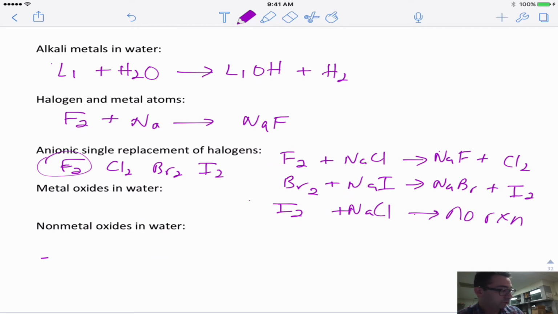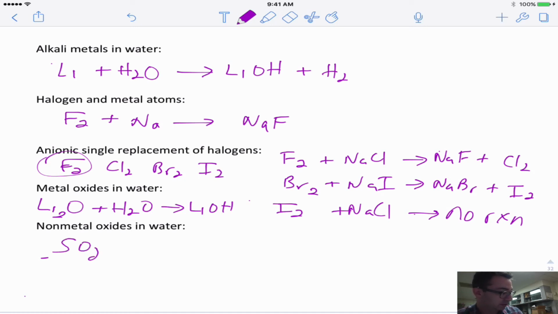Metal oxides in water look a lot like alkali metals in water. If I put Li2O in water, it will form a hydroxide. The difference is there's no hydrogen. And again, you can balance this. Non-metal oxides in water form acidic solutions.